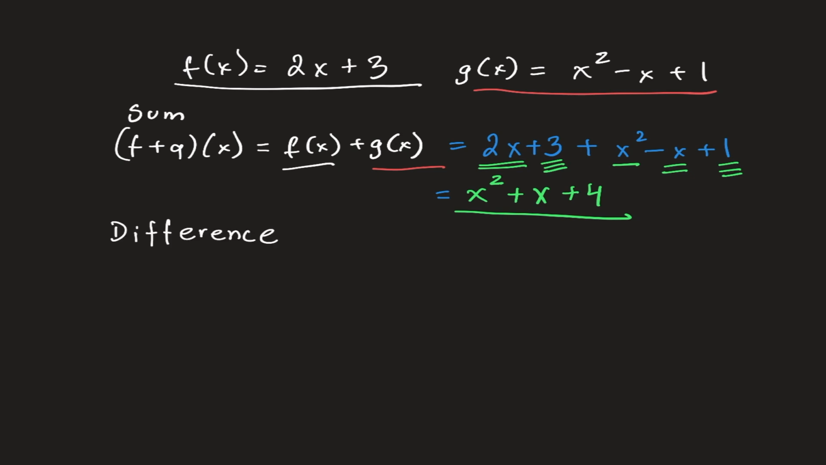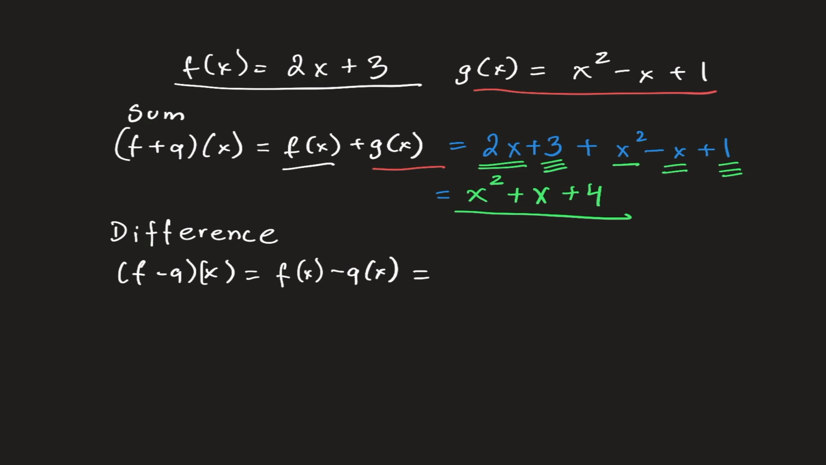The next type of combination is the difference. Very similar to the sum, f minus g, two functions can be combined using subtraction. And it means the same thing as taking f of x minus g of x. The big difference here is that negative, and being careful with that negative being distributed through the second function. It is by far the most common mistake.